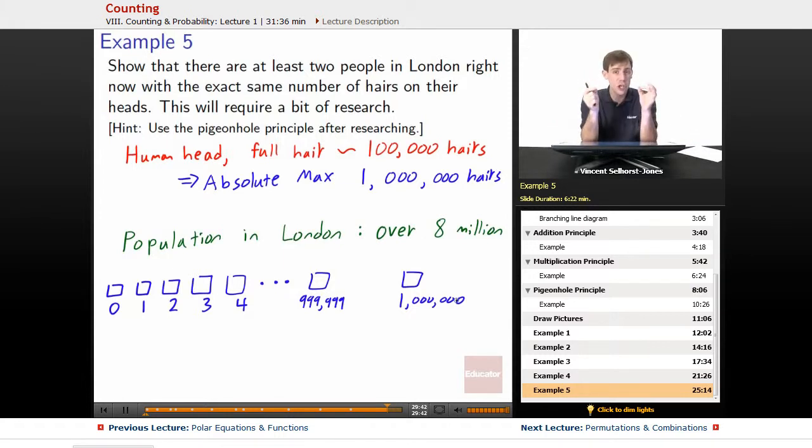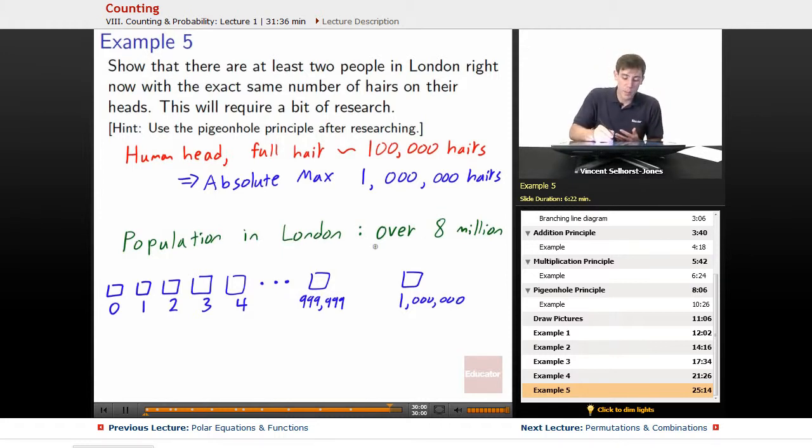We know that if it's a human, they're going to have to go in one of these boxes, because the absolute maximum number of hairs, and this is a ridiculous number, would be that a person has 1,000,000 hairs on their head. So that's too large, but we know that the absolute maximum number of boxes that we have to have here is from 0 up to 1,000,000 to mark out the number of hairs on a head.